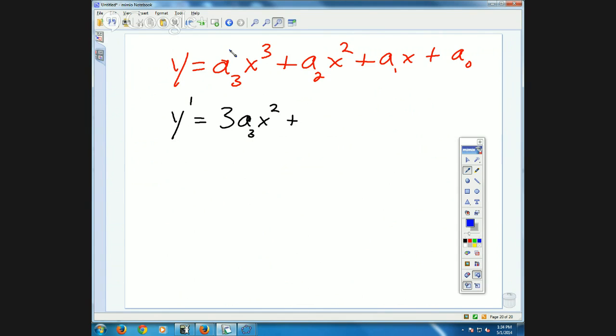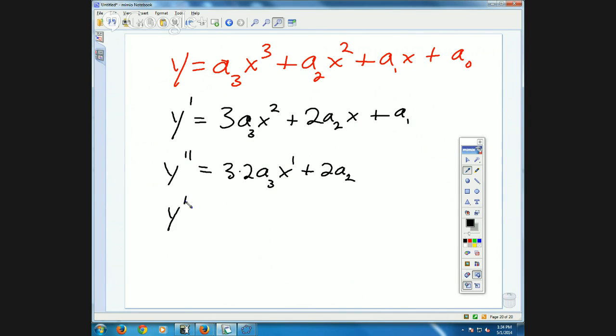All right, subscripting. So what's this? 2 a sub 2 x plus a sub 1. Next, y double prime: 2 times 3. Oh, interesting. Or 3 times 2, maybe. 3 a sub 3 x plus 2 a sub 2. I like 3 times 2, it reminds me of something. And that's really an x to the first, isn't it? Yeah, it is.